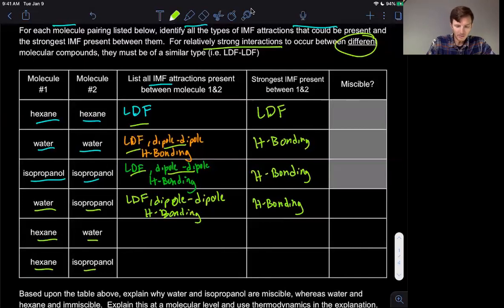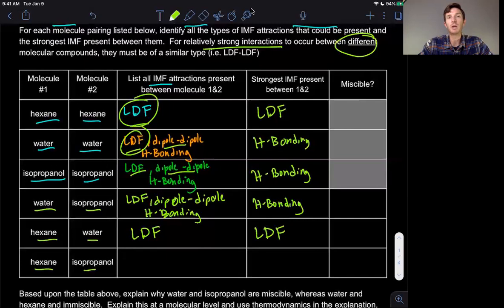Hexane and water, we see that really the only overlap of interactions that they have is London dispersion force attractions. We see that that's the strongest attraction that hexane has, and that is one of the interactions that water has the ability to do. And so that would mean the strongest kind of interaction that these two molecules can have is London dispersion force attractions.